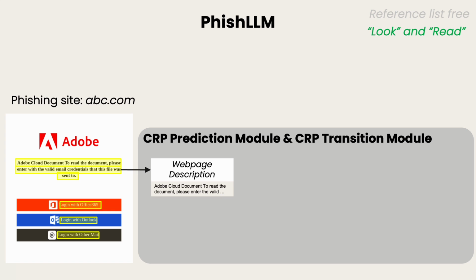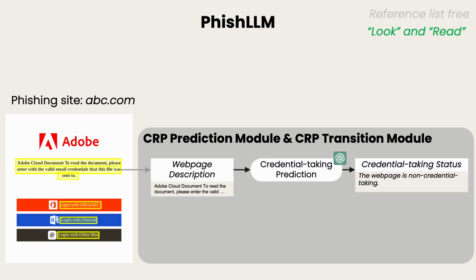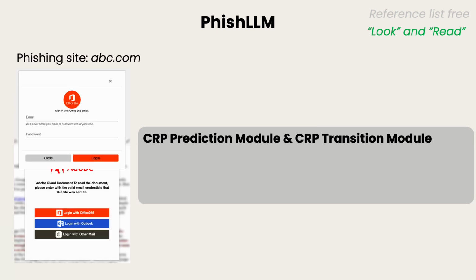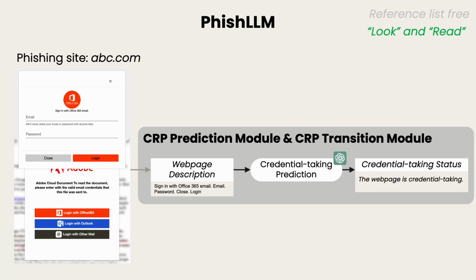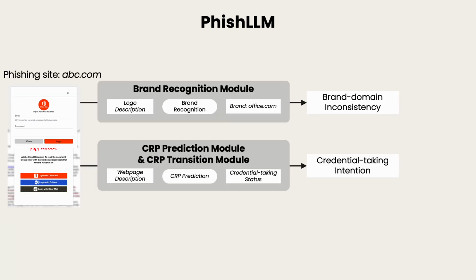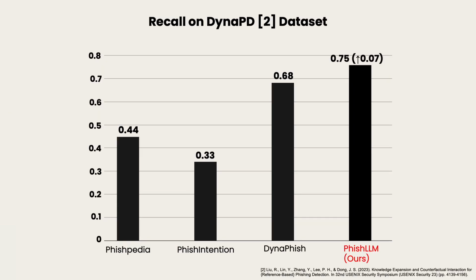The web page description will be fed into the LLM to determine its credential-taking status. If the web page is non-credential taking, it will predict the UI that most likely transits to a credential-taking one and auto-click this UI. On the updated screenshot, the CRP prediction will be repeated again. With both the brand domain inconsistency and credential-taking intention, we raise the phishing alert.